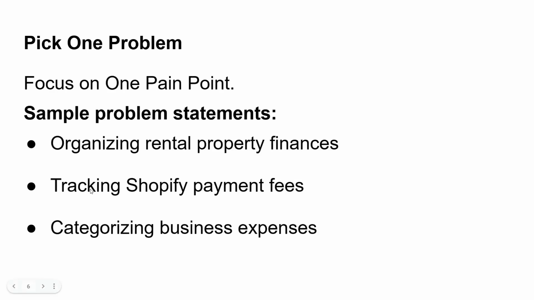And then you pick one problem. Focus on one pain point. Here are some sample problem statements: organizing rental property finances, tracking Shopify payment fees, or categorizing business expenses. Make sure it's one pain point they are struggling with. Don't try to solve everything. Pick one small pain point your market has. Example, how to organize rental property finances. A focused lead magnet works better than a broad one.